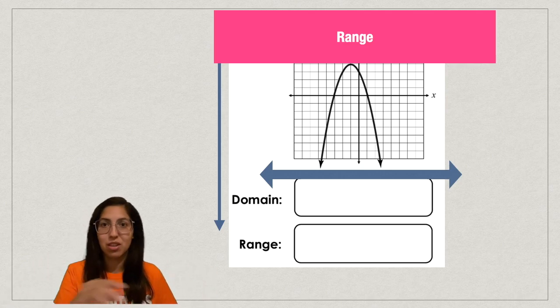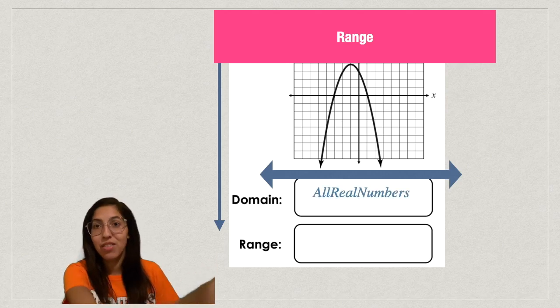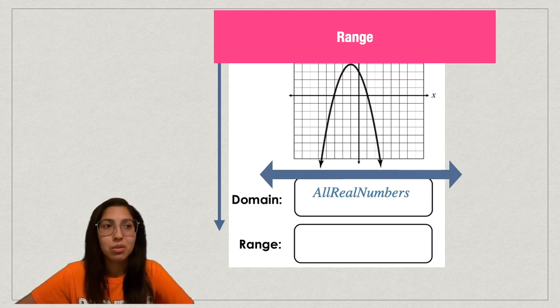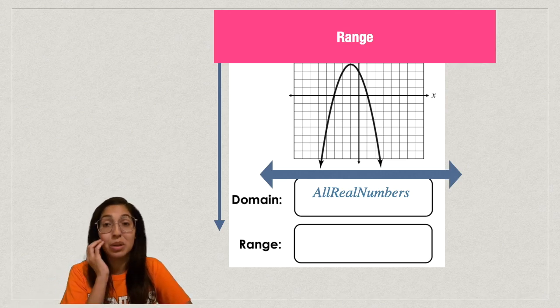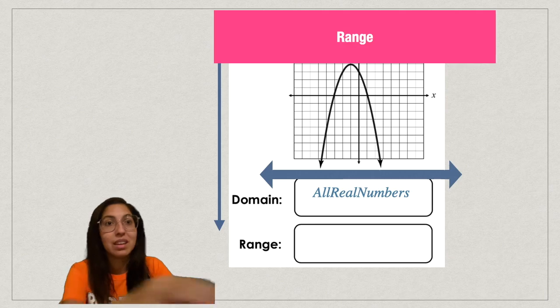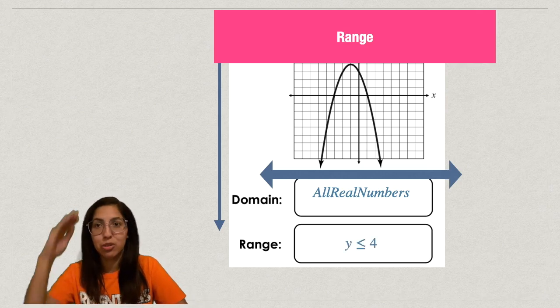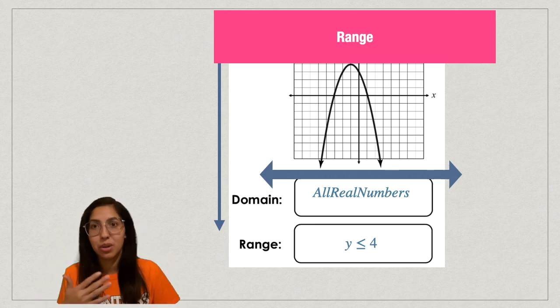The way we write this is our little double R symbol, or all real numbers. Negative infinity less than or equal to x, which is less than or equal to infinity. So the easiest way to write that is just all real numbers. Every single real number is included on the x axis. Okay, and then as far as my range goes, I do have a highest point. I don't have a lowest point, so I don't have a number to start from. So I'm just going to put that y is less than or equal to 4, because every single y value underneath 4 is included on this graph.